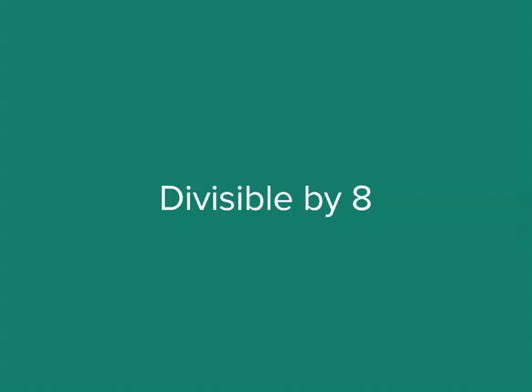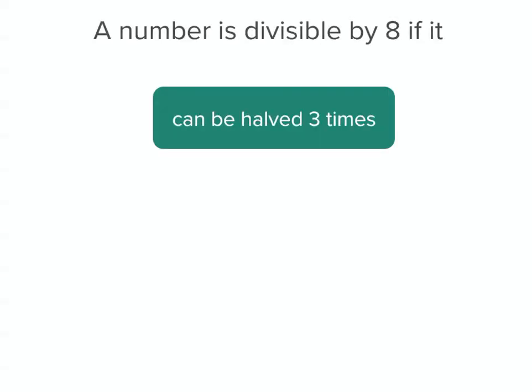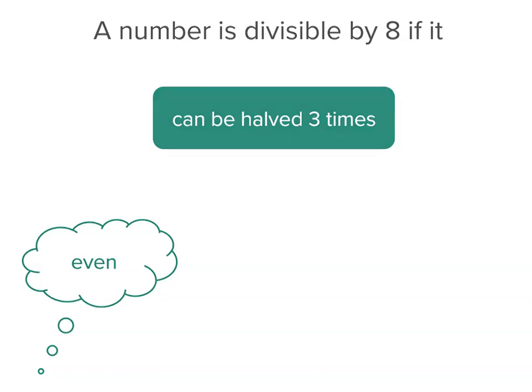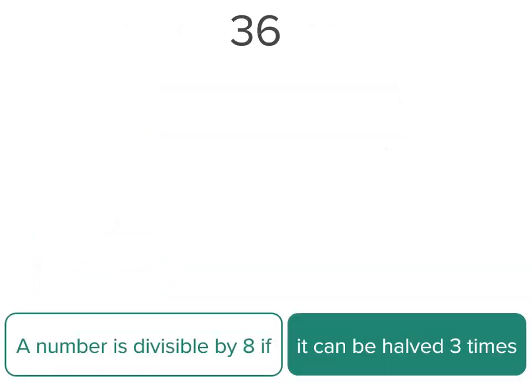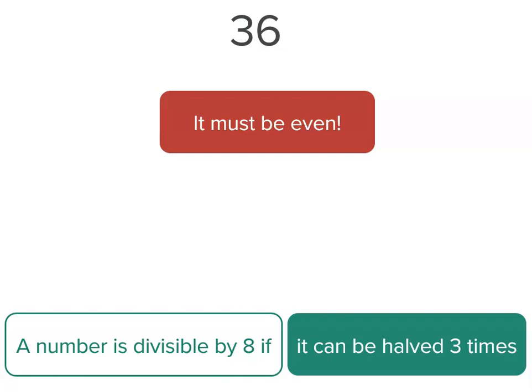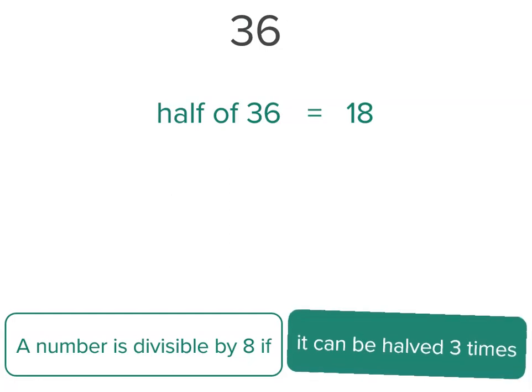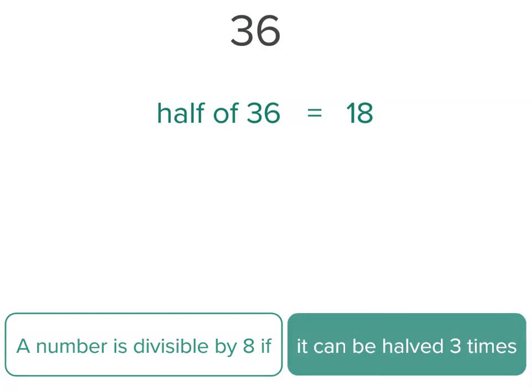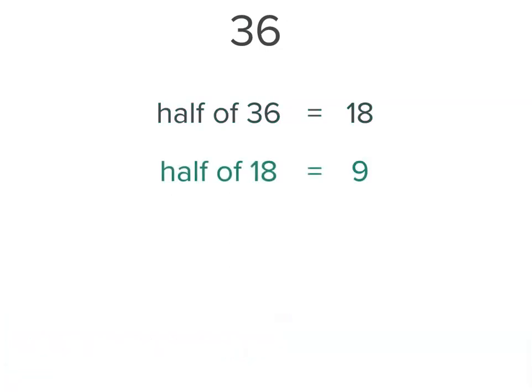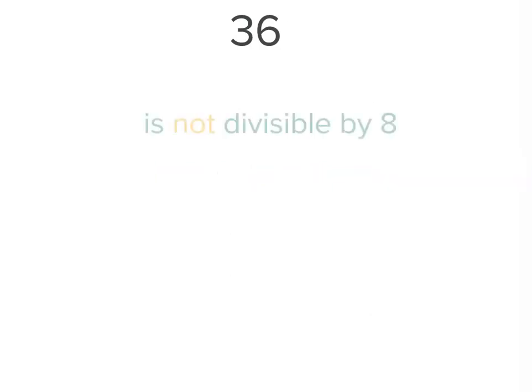Is a number divisible by 8? Well, we actually know that it is if we can halve it 3 times. So it has to be even. 36, can we take half? Well, it's even, so we can. Half of 36 is 18. And we know we can take half again because we already saw that, which means it's divisible by 4. But to be divisible by 8, we need to be able to take half again. And 9 is not even, so we can't take half again. 36 is not divisible by 8.